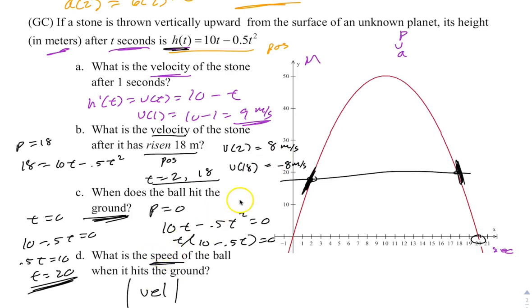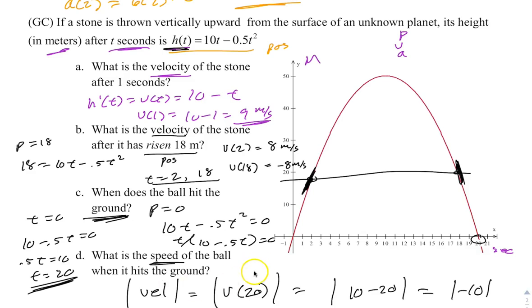Speed doesn't care. If I said what's the speed of the ball at 18, it would just say 8 meters per second. What's the speed of the ball at 2? 8 meters per second. Speed is absolute value of velocity. It doesn't care about which way you're going, just how fast you're going. So we're going to take the velocity at 20. That's what we found. Absolute value of that. So that's going to be absolute value of 10 minus 20, which would be absolute value of negative 10, which would be 10 meters per second.